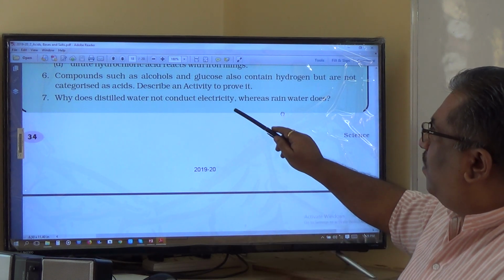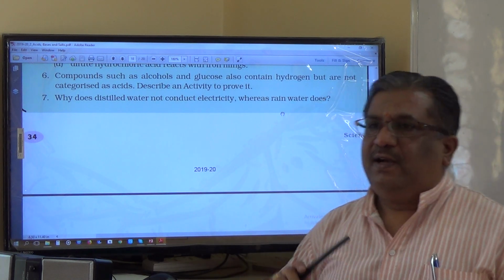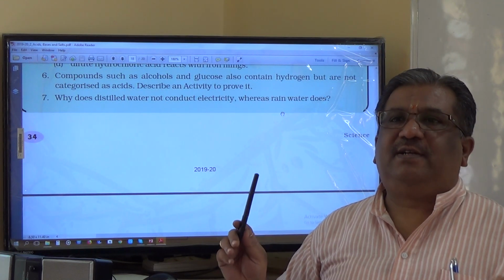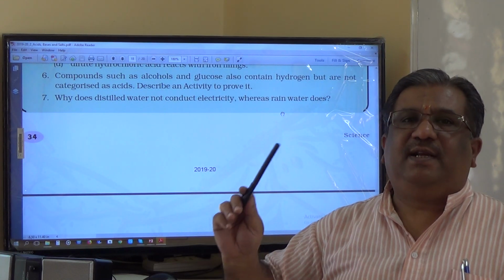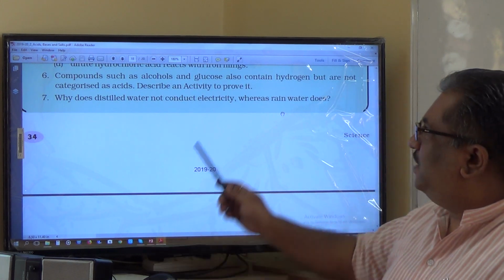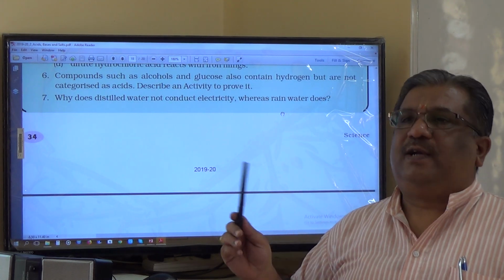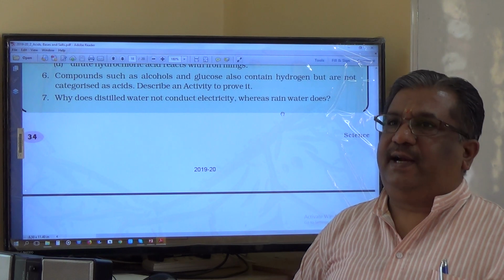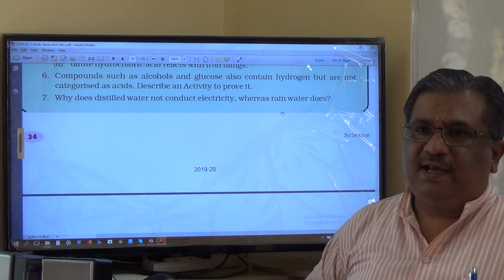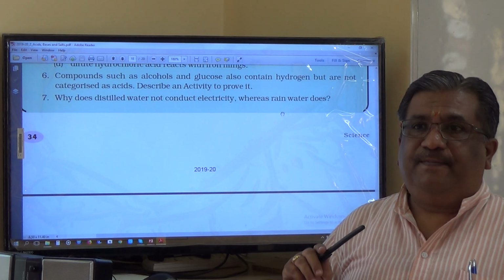Why does distilled water not conduct electricity whereas rainwater does? Distilled water is pure water. It will not dissociate into ions, nor does it contain any ions. Therefore, distilled water does not conduct electricity. Let us see what rainwater is. In the atmosphere you have sulfur dioxide and nitrogen dioxide. How do you get that? By burning fossil fuels. So, SO2 and NO2 are acidic in nature, we have studied already, isn't it?